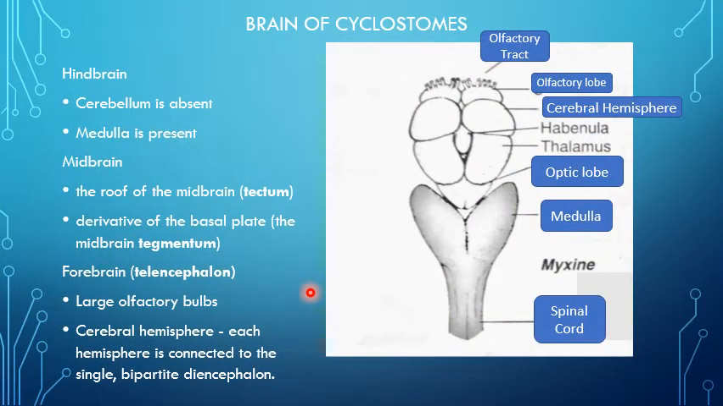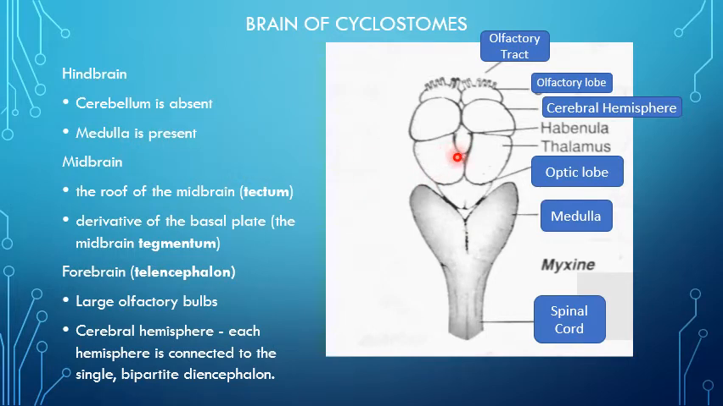This is a diagram of the brain of cyclostomes that you can draw. These are the olfactory tracts, followed by olfactory lobes. Then there are cerebral hemispheres, and each hemisphere is connected to a single bipartite diencephalon. In the case of the hindbrain, for Myxine you can see here the cerebellum is absent while the medulla is present.